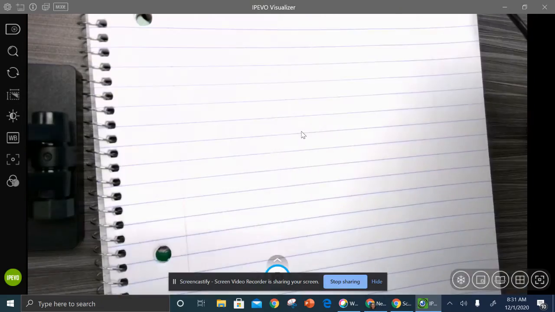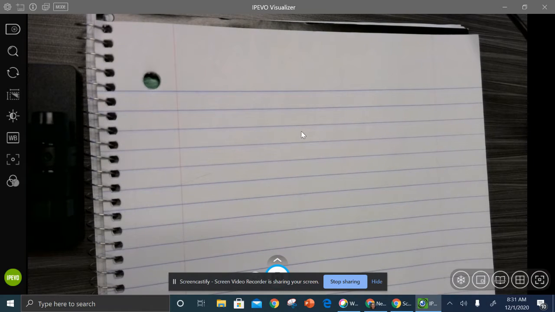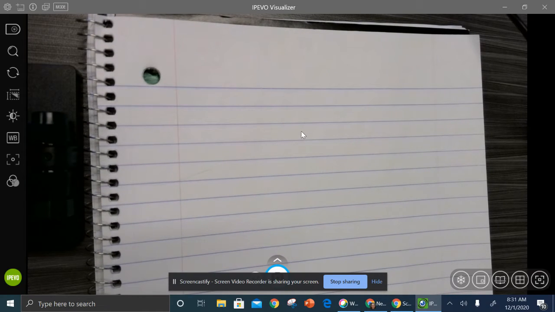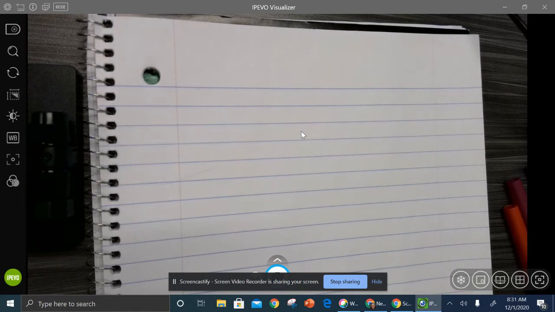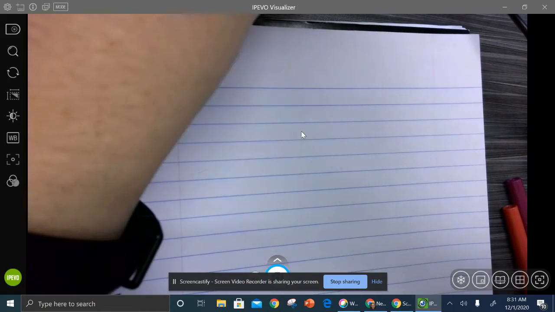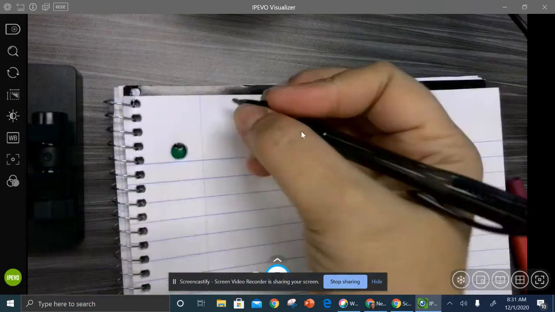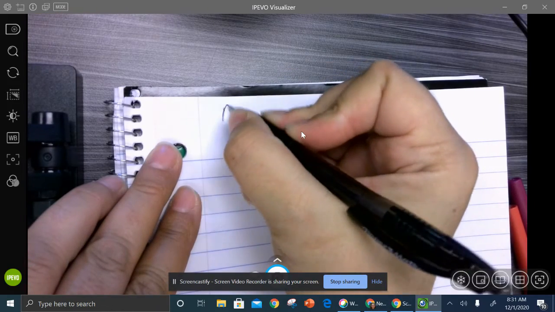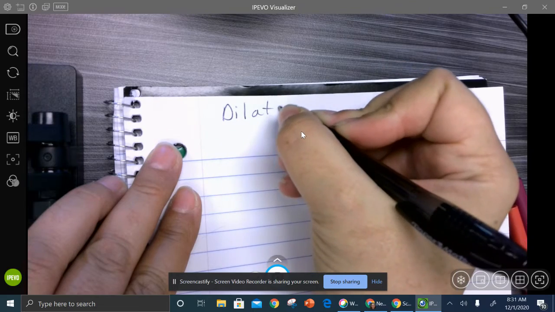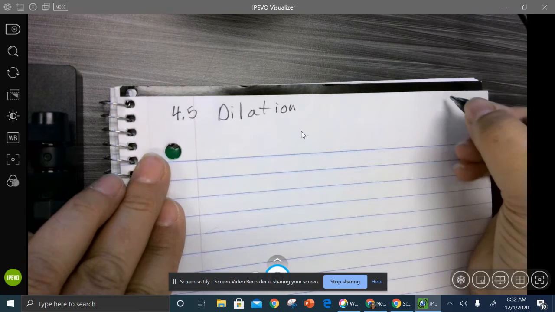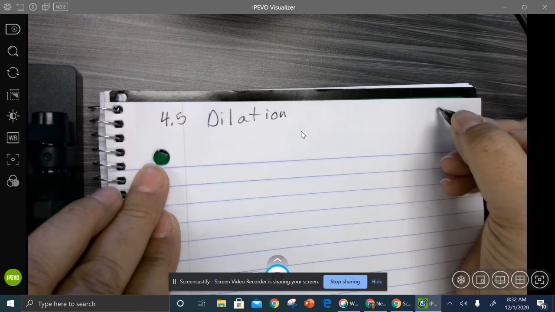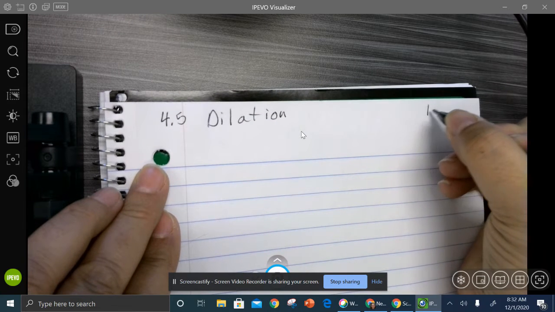Good morning. So we are going to work on dilations. Dilations are where we dilate a figure. It's a transformation in which the figure is either enlarged or reduced. So again, it's either enlarged or reduced. We're working on dilations, which is 5.4 in our book, chapter 4, section 5.